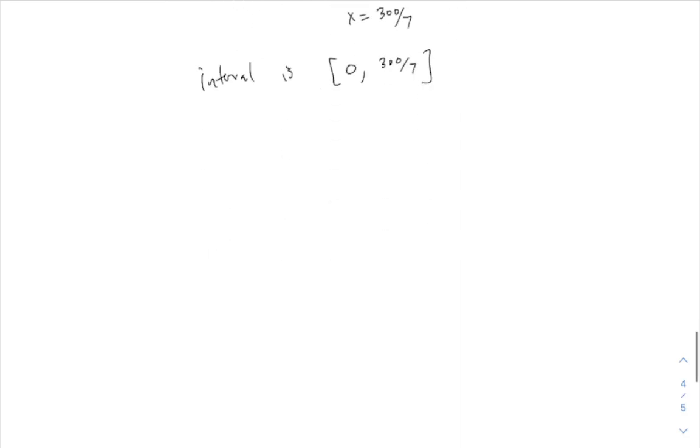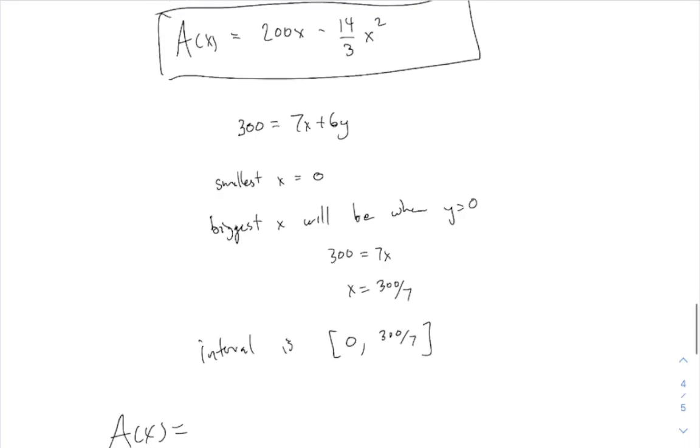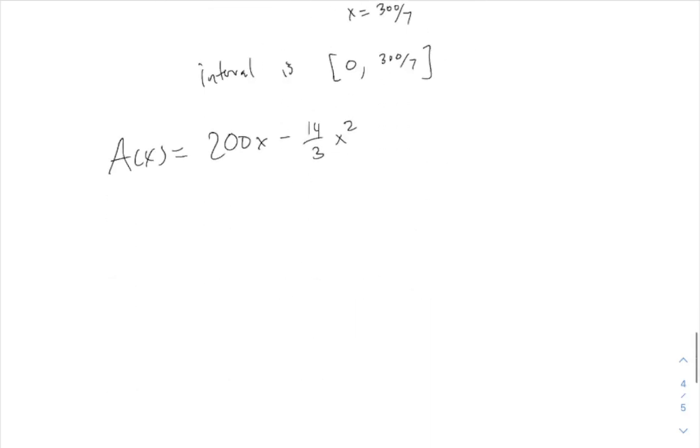All right. And now let's do the calculus part. That is the critical numbers. So first of all, the formula itself was, I forgot, it's that in the box: 200x minus 14 over 3 x squared. All right. Do the derivative. A prime of x is 200 minus 14 over 3 times 2, which is 28 over 3 x. And then we solve this for x. Set this equal to 0. 200 equals 28 over 3 x. X equals, did anybody do this on a calculator? I don't have mine. What do you get for the x here?